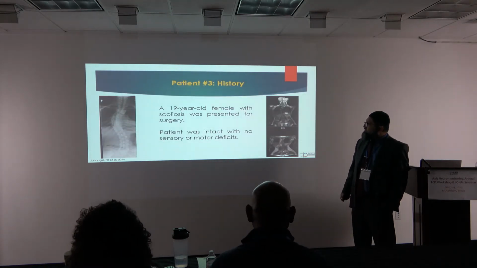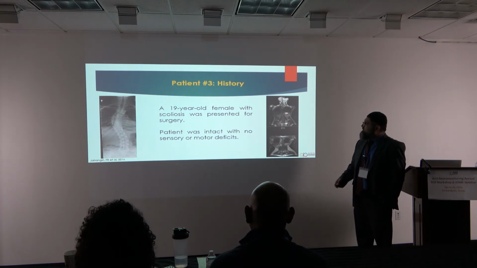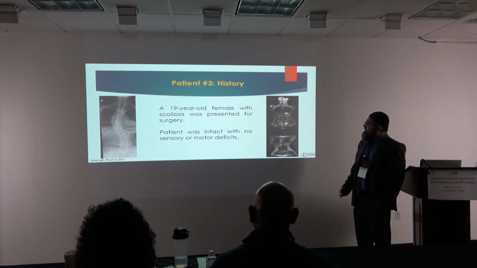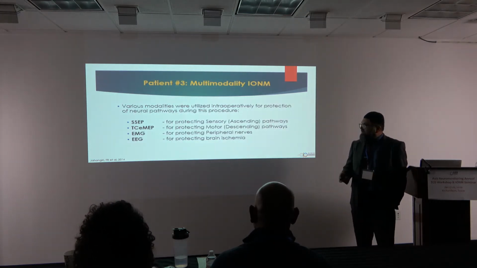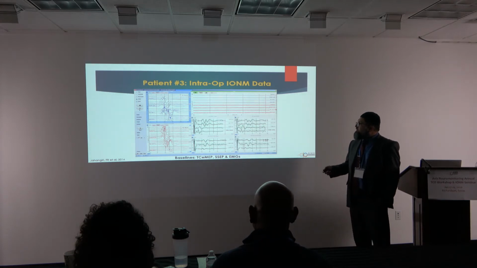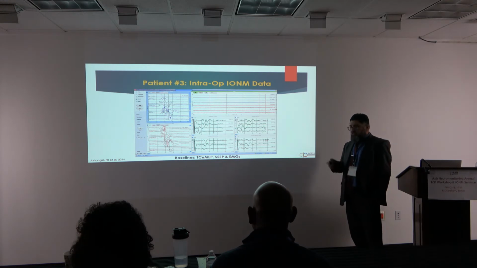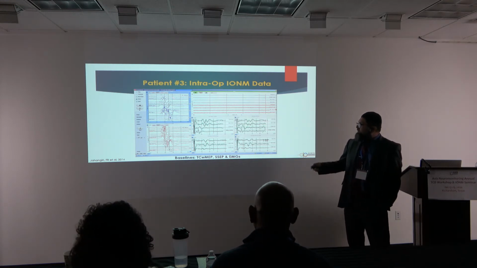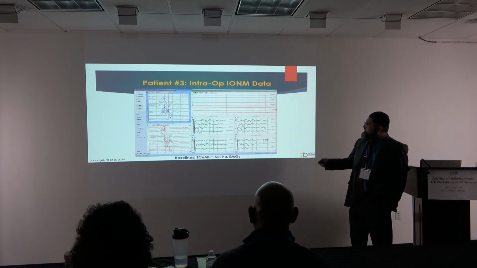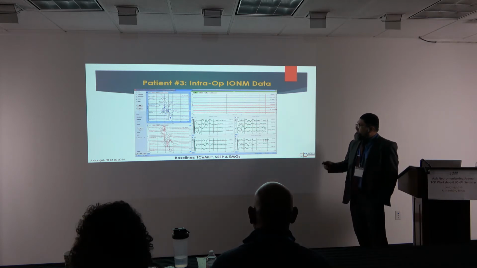This was a patient with scoliosis, a very small scoliosis, not a big curve. It was a 19-year-old female, intact sensory function, motor function, preoperative MRI. So we did SSEP, MEP, EMG, and EEG. This was the baseline. If you are wondering, this is a German machine, Metron, Inomed, so that's why the data looks very different. So we have left MEP, right MEP, EMG, and then left and right upper and lower SSEP baseline, all stable.